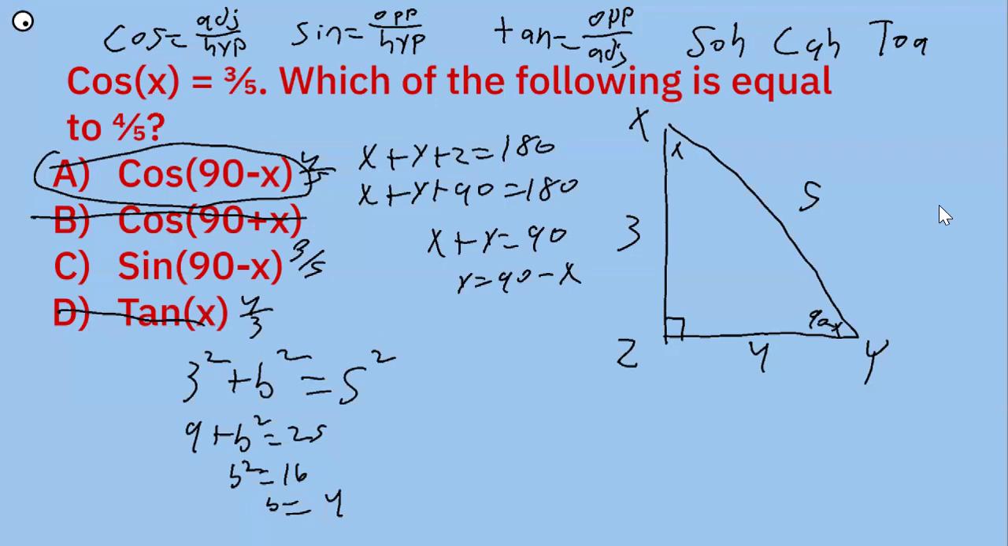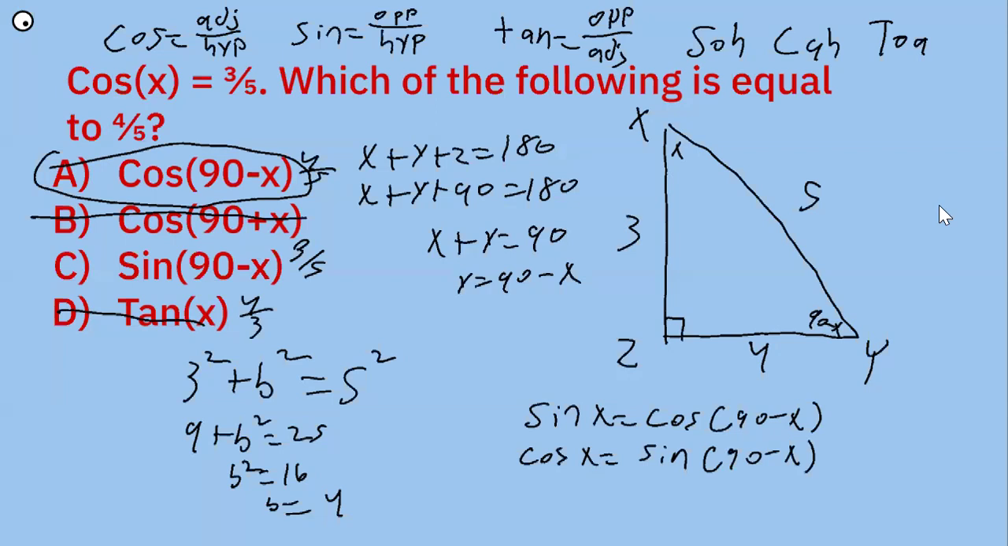So you can also say sine x equals cosine 90 minus x, or vice versa. You could say cosine x equals sine 90 minus x. Perfect. Great. And now let's go to the next one.